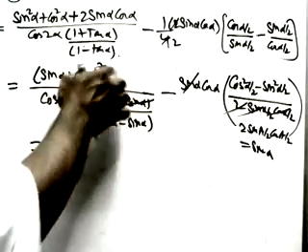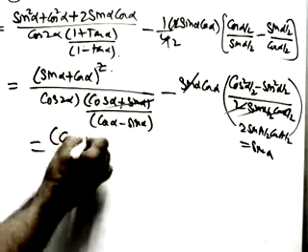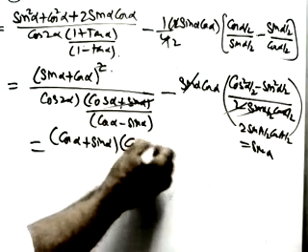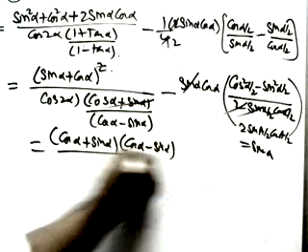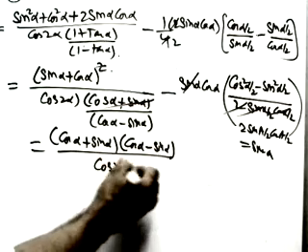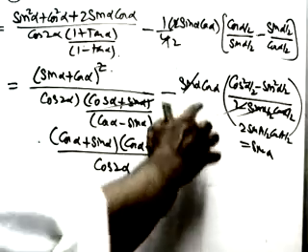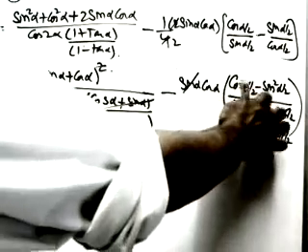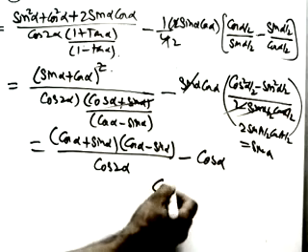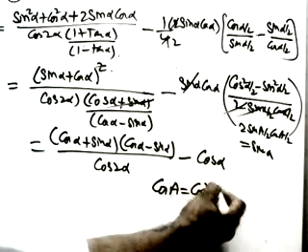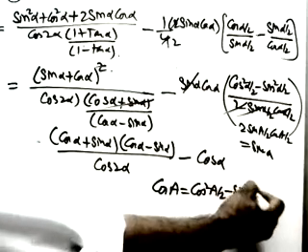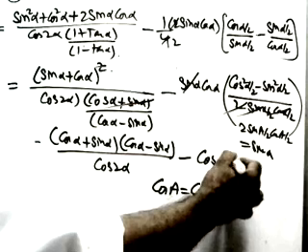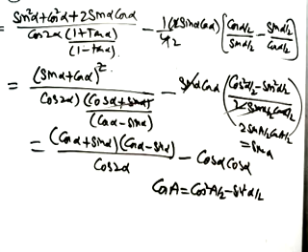Now see here, this and this square will get cancelled. Bring this in the numerator. I am writing like this: cos alpha plus sin alpha. You bring this in the numerator, this will be cos alpha minus sin alpha divided by cos 2 alpha, minus. Now see here, cos square a by 2 minus sin square a by 2. This is the formula of cos a. Cos a is cos square a by 2 minus sin square a by 2. So cos square alpha by 2 minus sin square alpha by 2 is cos alpha.